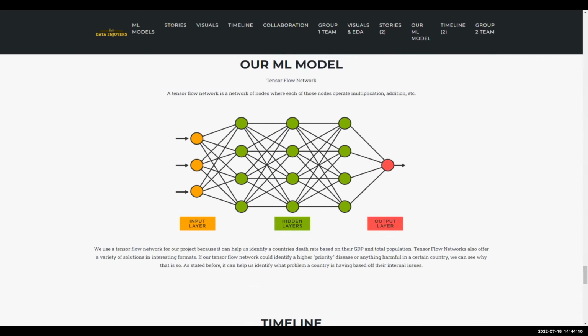Okay, so our machine learning model. It's a TensorFlow network, and a TensorFlow network is a network of nodes where each of those nodes operates multiplication, addition, etc. So there's the input layer, the hidden layer, and the output layer. We use a TensorFlow network for our project because it can help us identify a country's death rate based on their GDP and total population. TensorFlow networks also offer a variety of solutions in interesting formats. If our TensorFlow network could identify a higher priority disease or anything harmful in a certain country, we can see why that is so. As stated before, it can help us identify what problem a country is having based off of their internal issues.